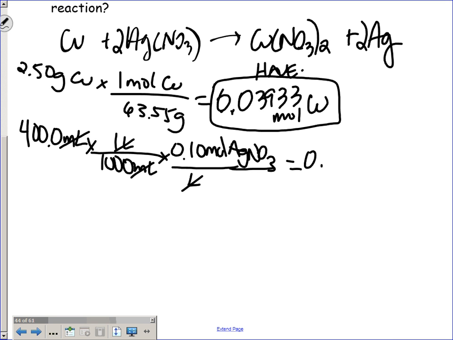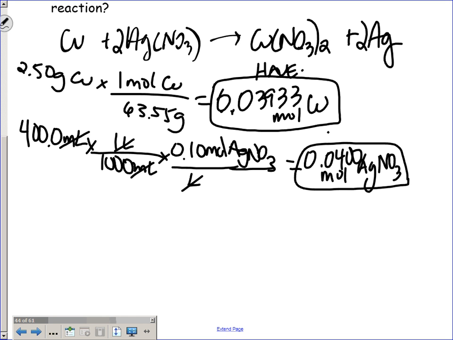0.4, or 0.04? 0.04. And this is moles of silver nitrate. This is how much I have before the reaction begins of silver nitrate. So give me a thumbs up if that first part is okay.